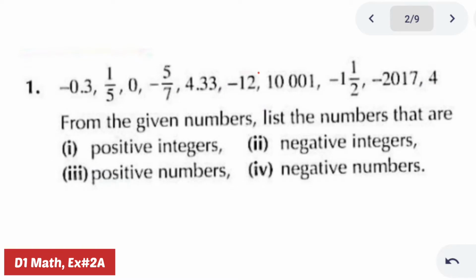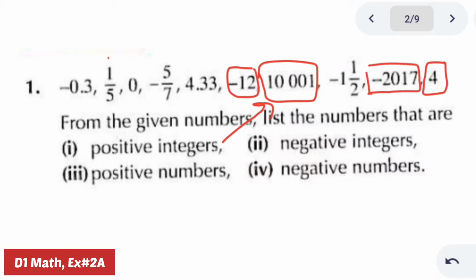The first part is to separate the positive integers, and we know the integers are the whole numbers which have a positive sign. So from these, the first positive number is 1001 and the second is 4. So these are the positive integers. Similarly, negative integers are the whole numbers having a negative sign, and these include minus 12 and minus 2017.